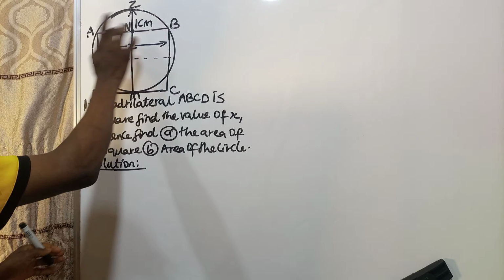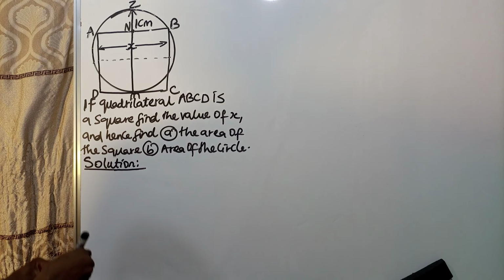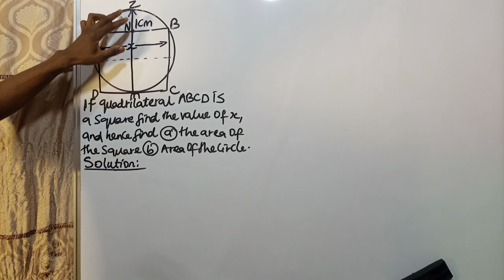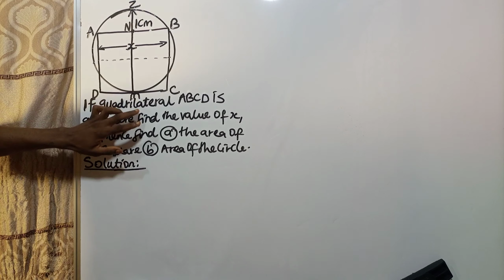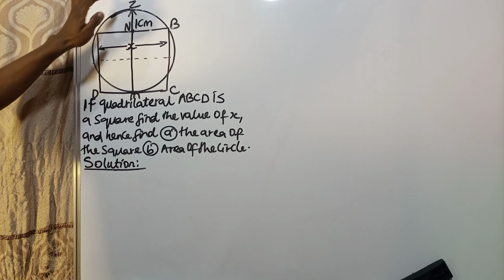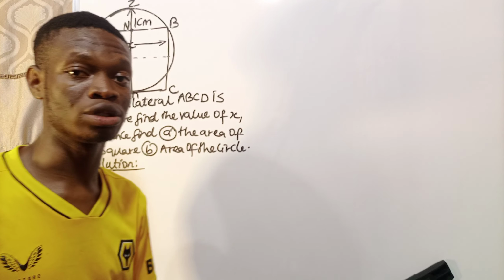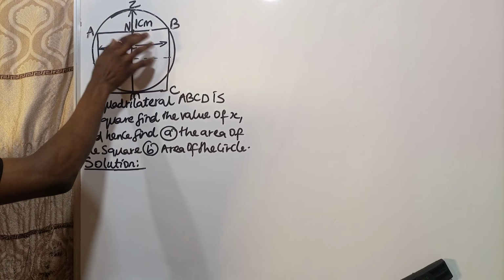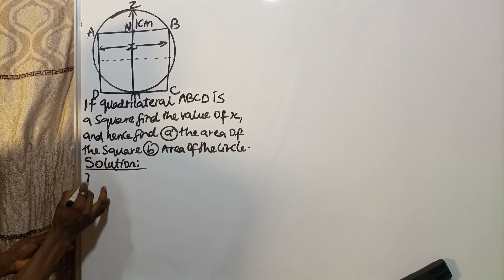So quadrilateral ABCD is a square. Please don't mind my drawing. Since we see a diameter here, MZ or ZM, anyone, and a diameter is also a chord. You can see another chord here called AB. So we are going to use the intersection of chords theorem.